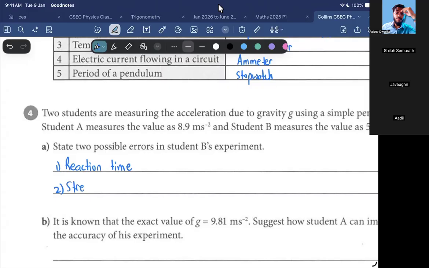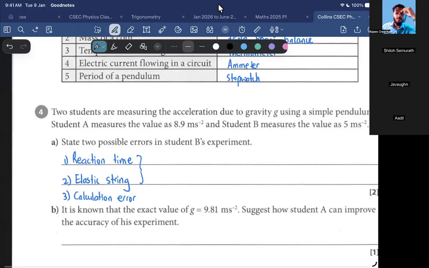You could probably say elastic string, but they're not supposed to do that. Maybe they calculate the acceleration wrong, they use the wrong formula. So probably calculation errors, right? But I would pick one or two.